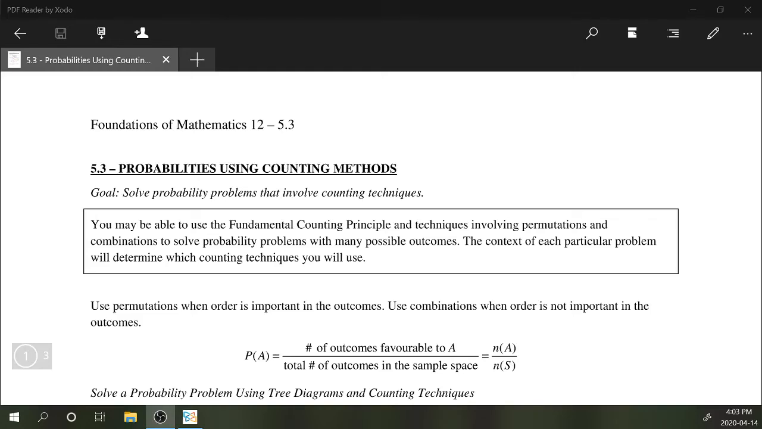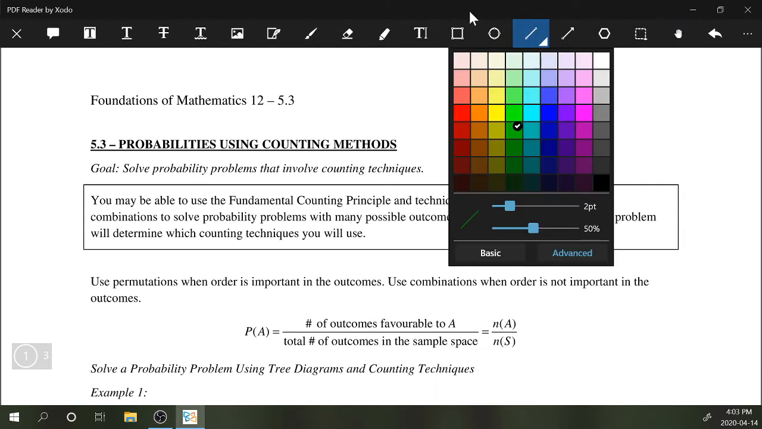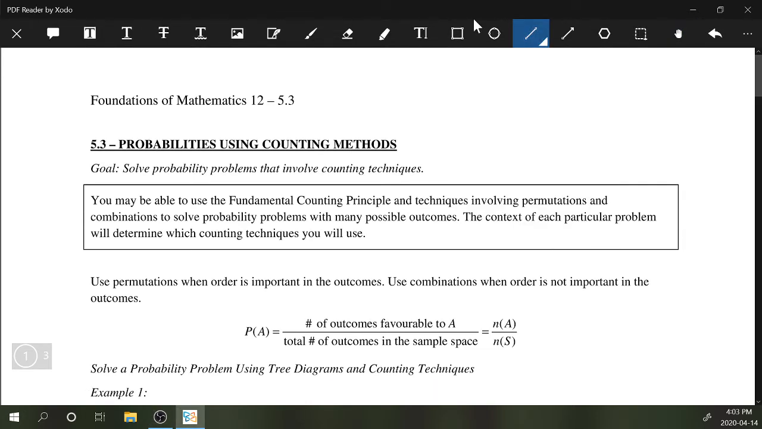Okay, hello. So today we are going to go over the first part of 5.3, probabilities using counting methods. By counting methods, we mean three different things. Number one, the fundamental counting principle. Number two, permutations. And number three, combinations. They are all, of course, counting methods we have studied before. So today what we're going to do is start to apply them towards probability.